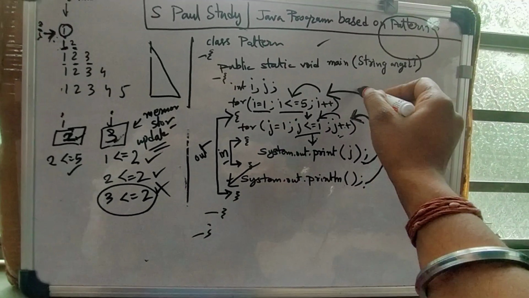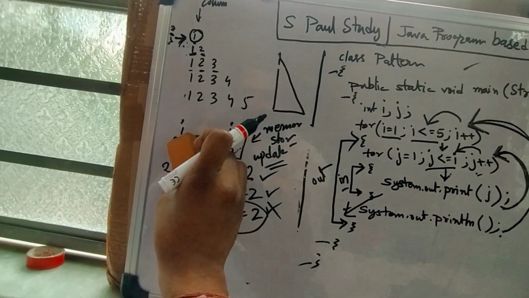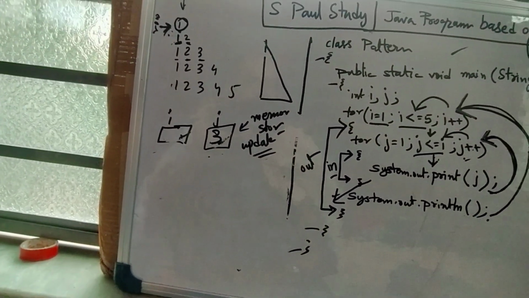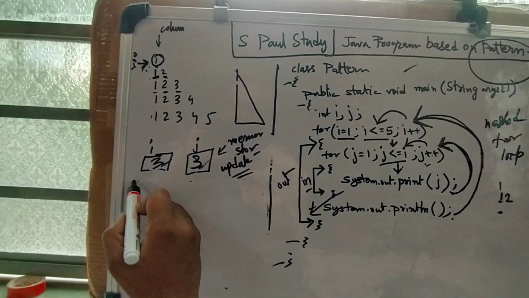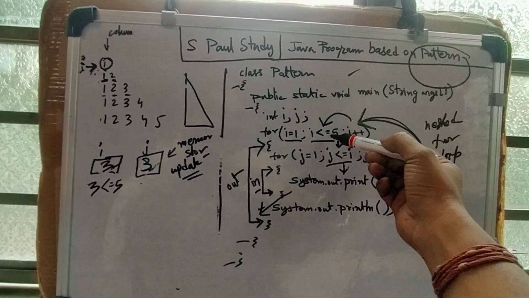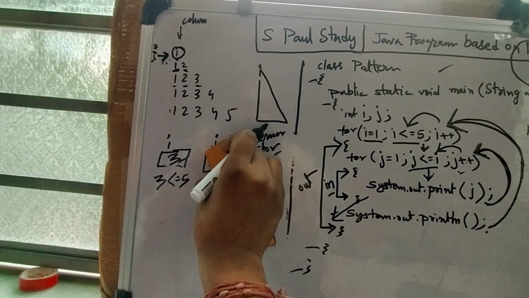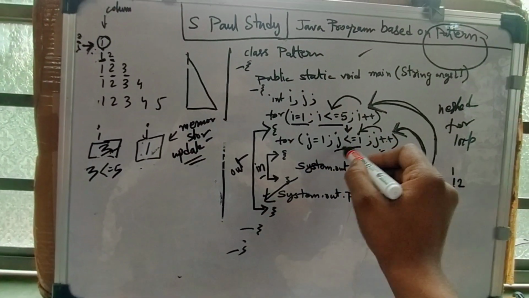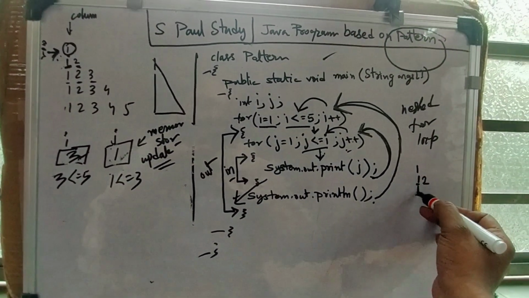From here it goes and increases the value of i by 1. Previously the value of i was 2, and now the value of i is 3. So 3 is again checked with 5. Once checking is done, it comes down and a fresh loop starts for j, that is j's value is 1. The condition checks 1 less than or equal to 3, fine, and prints the value of j, that is 1.